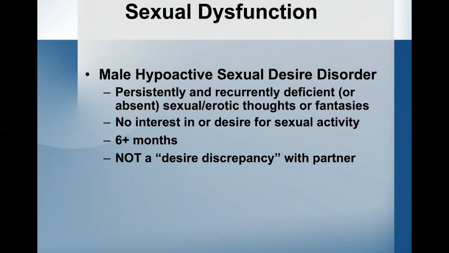Persistent and recurrent absence or very low rates of sexual or erotic thoughts or fantasies. They don't have any interest or any desire for sexual activity. This has been going on for at least 6 months. And we have to be thoughtful when looking at these things that we are accounting for the person's individual context. So what were their sexual norms and desires prior to the onset?